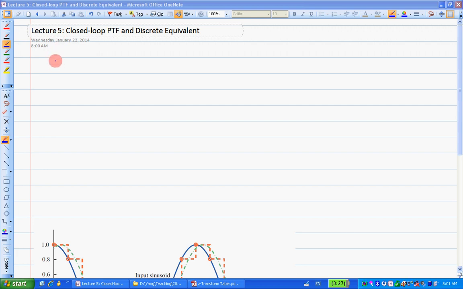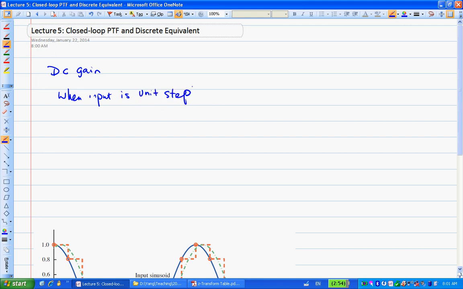There is a concept which is called DC gain. If you do a control system, as a control engineer, one of the specifications you're generally going to be interested in is this so-called DC gain. DC gain basically means that when the input is a unit step, the steady state value of the output is the DC gain.